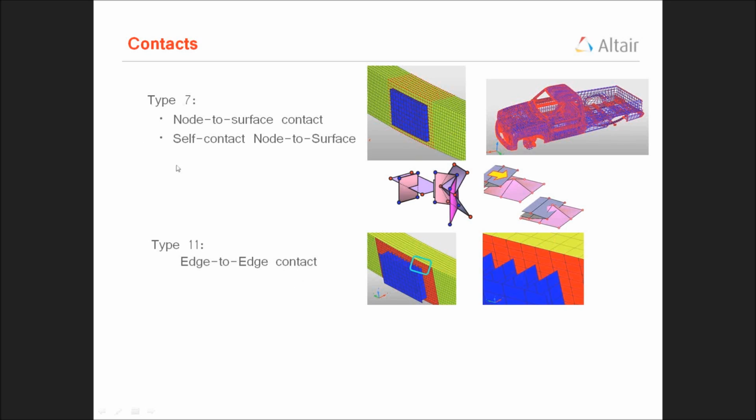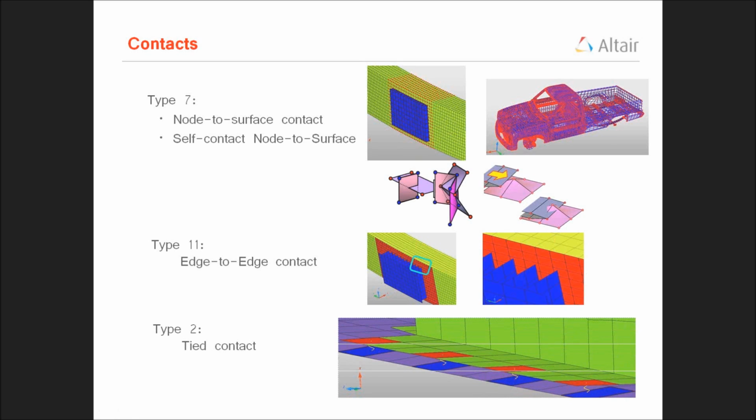So our global contact will be type 7. And wherever there is a necessity of using edge to edge, we use type 11 contact. Apart from this, these two, type 7 and type 11, are sliding types of contact. We have one more fixed or freeze type of contact, which we call type 2 contact. When we have a scenario where we need to fix or freeze maybe two panels or two components, we use this type 2 contact.